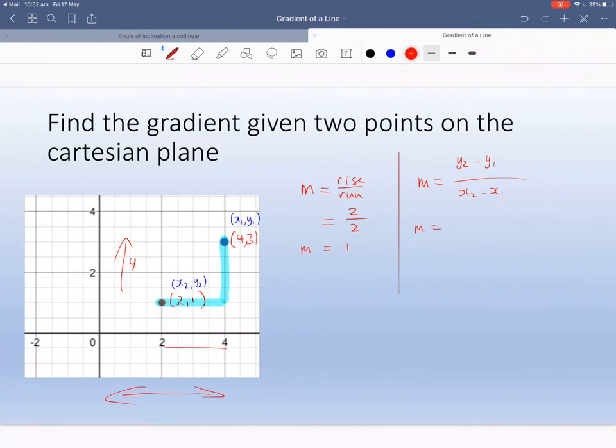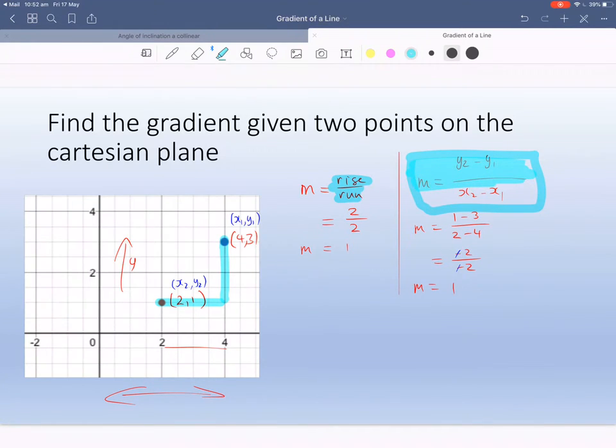So in this case, y2 is 1, y1 is 3, x2 is 2, x1 is 4. So we've got minus 2 over minus 2. We can cancel these out, and we end up getting the same gradient, m equals 1. Just to reiterate, we can plot it on the graph and look at how much it's risen and run, and find its gradient that way, or we can use our gradient formula, which is plug and play. You just punch it in and you get the answer.